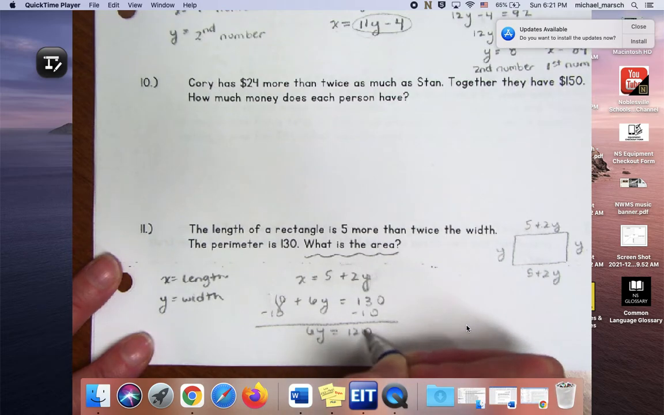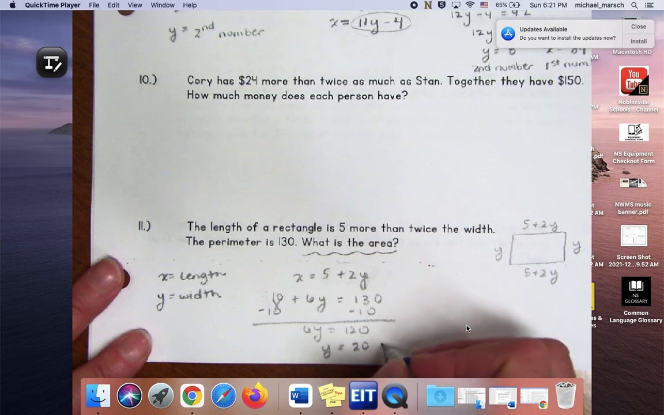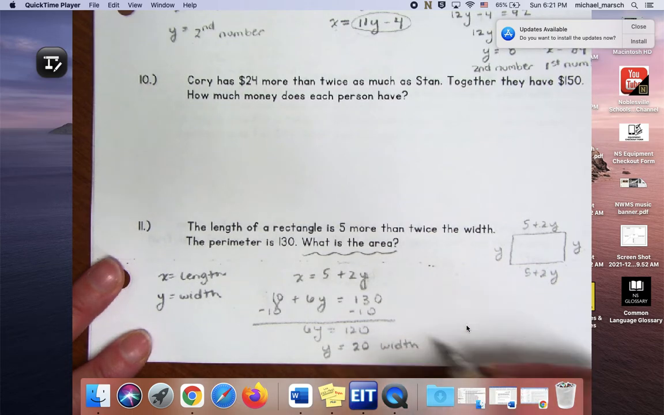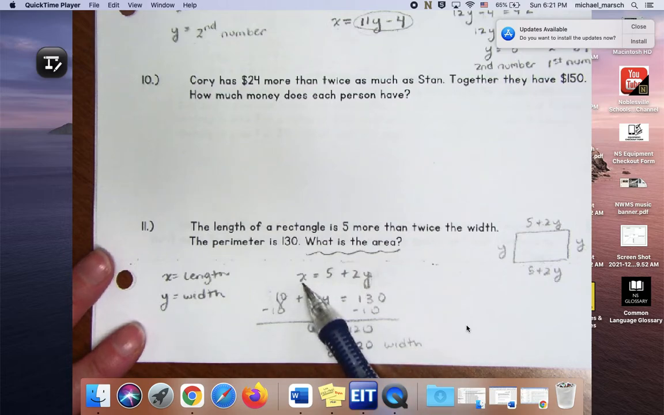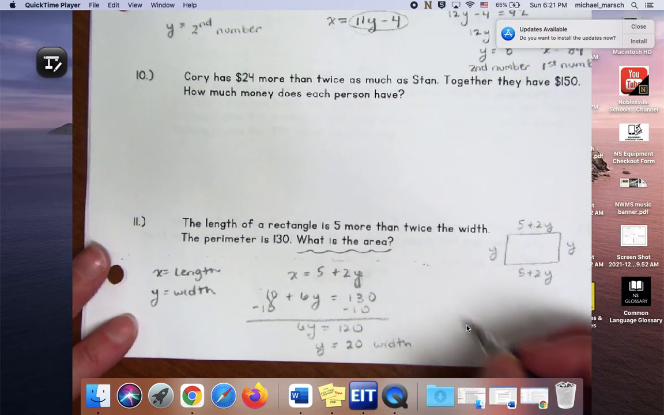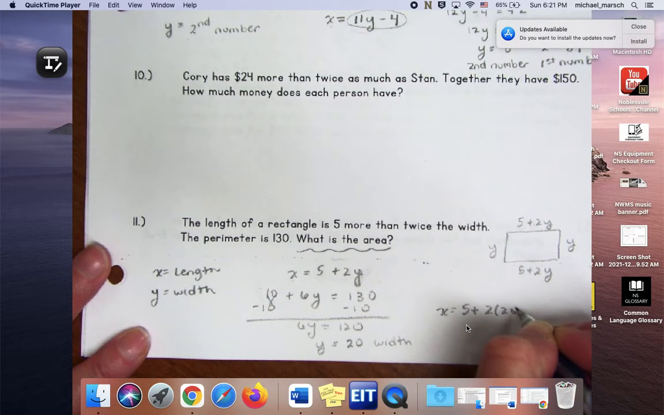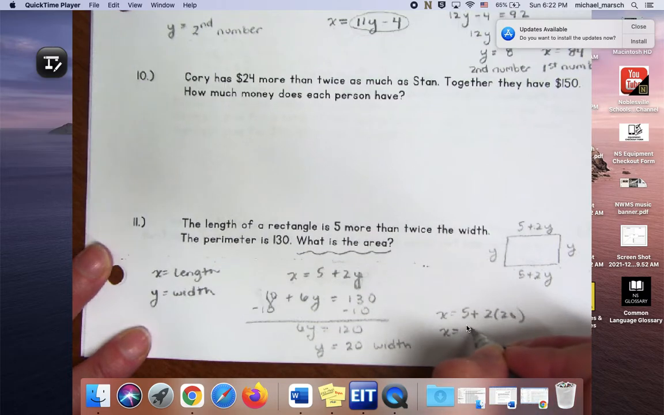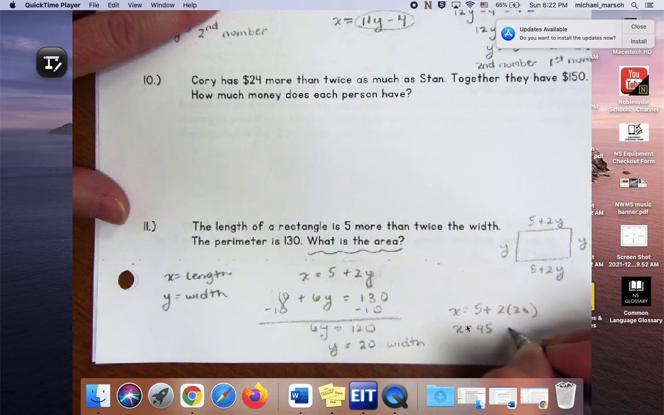6y equals 120. When I divide by 6, I get y equals 20. So that's my width. And then to find the length, I'm going to do 5 plus 2 times 20. So my x is going to be 5 plus 2 times the y value, which is 20. X equals 45. So that's going to be my length.